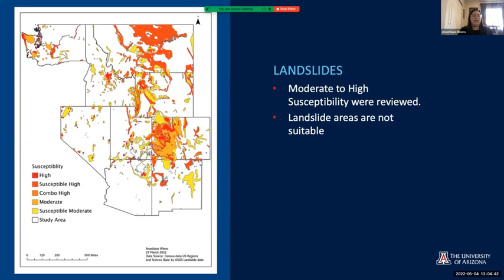Landslides. These are landslides that are moderate to high susceptibility. They were reviewed, and anything below moderate was not considered a danger. Anything overlapping those 50 acre squares was also deemed not suitable.